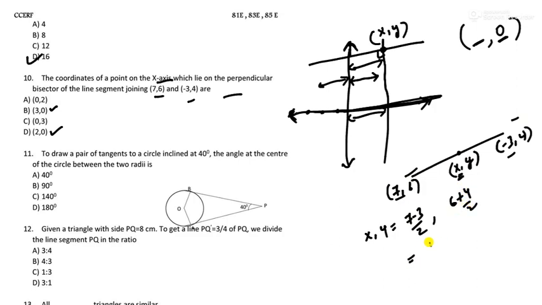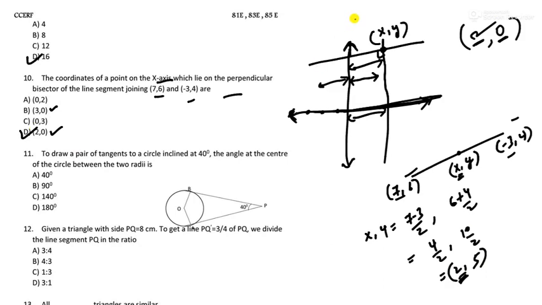When you substitute here, you will get 4 by 2, and here you will get 10 by 2. So this is 2 comma 5. At the place of x, the value we are getting is 2. So the answer is 2 comma 0. This is the right answer.